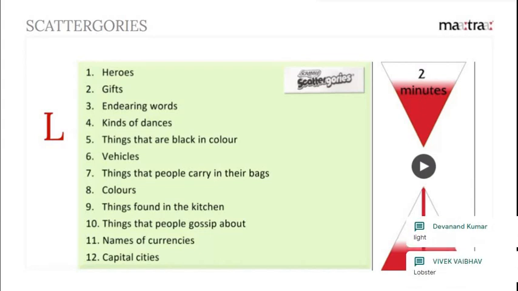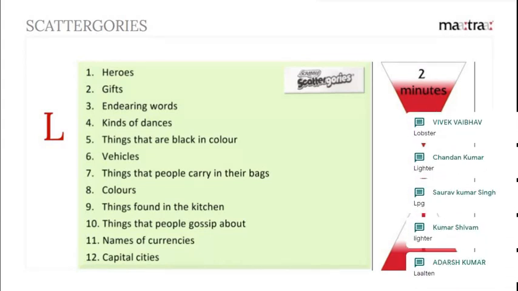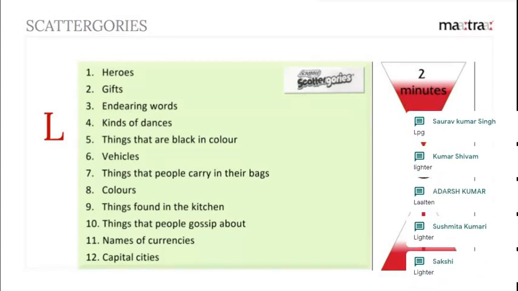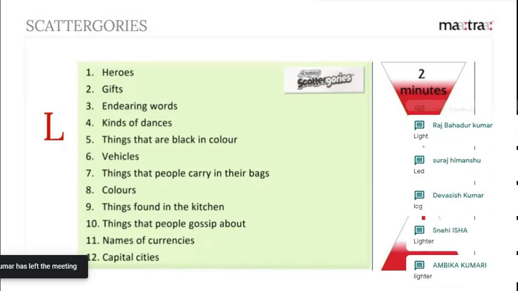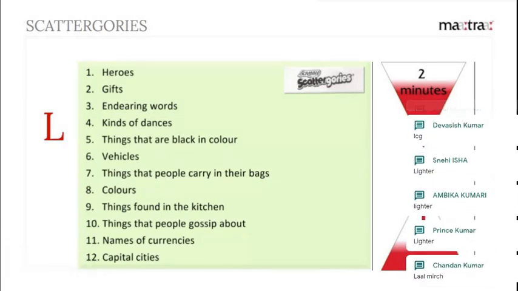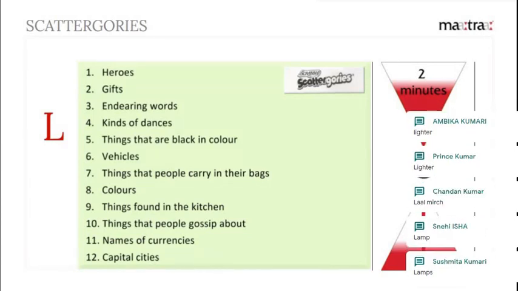Okay, things that are found in the kitchen. What things do you find in the kitchen? Correct. Now you find a lobster. LPG, lighter, light, LED, lighters. We've stopped using matchsticks now. Lal mirch, yes.